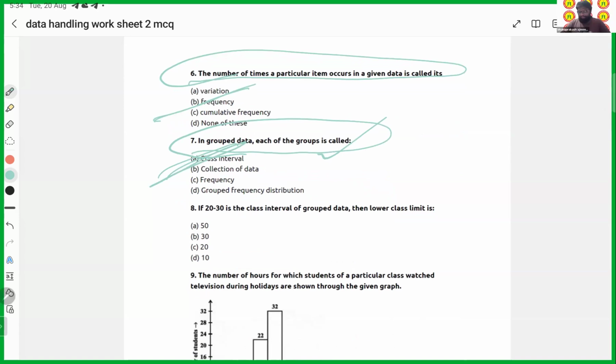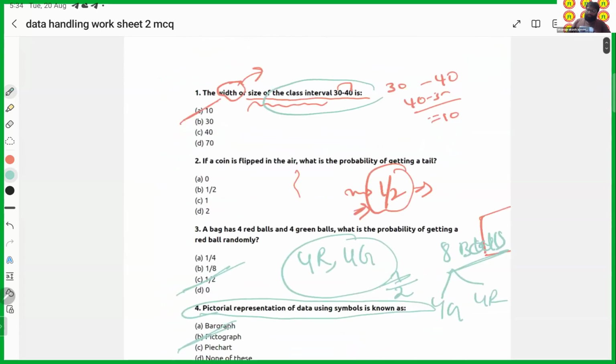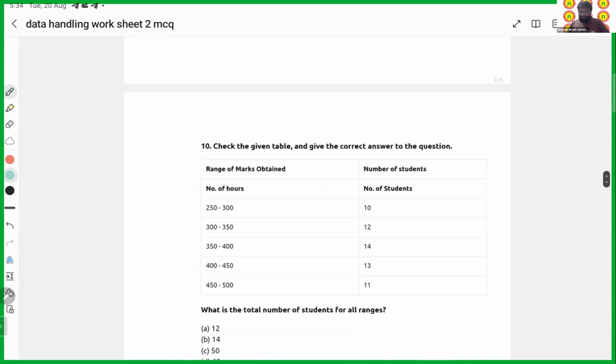In a group data, each of the groups is called class interval. So what exactly does class interval define? Each group of data. We already see the size of the class interval, here a group of 10. So that is a group data.